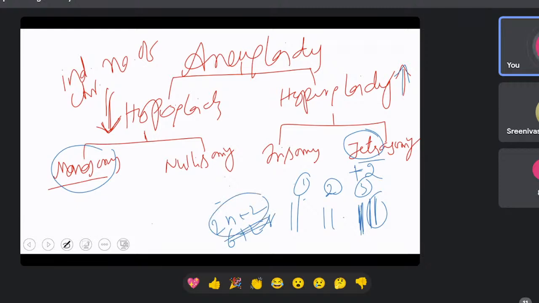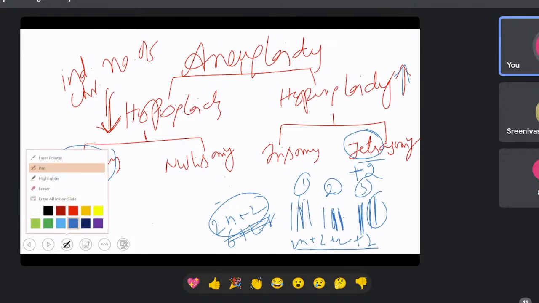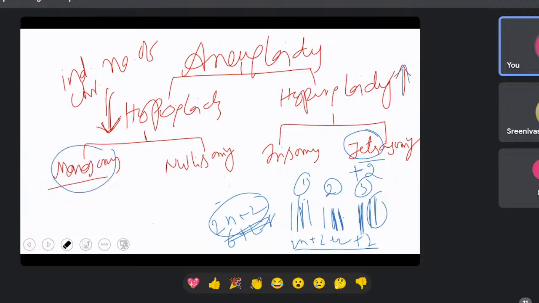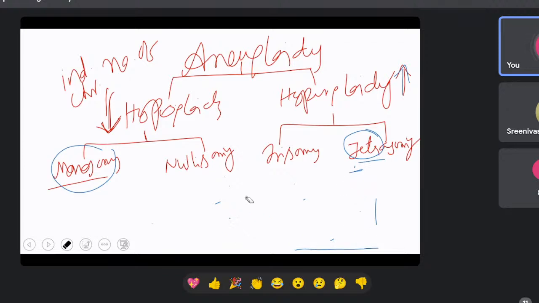So here the formula is 2n plus 2. If 4 chromosomes are seen in the next one also, then it becomes 2n plus 2 plus 2. Next one also, 2n plus 2 plus 2 plus 2. So double tetrasomics and triple tetrasomics can be written like this. Is there any disease associated with tetrasomy? So far, no disease associated with tetrasomy is recognized by scientists. So we don't have any example here, and you have to remember only the formulas.